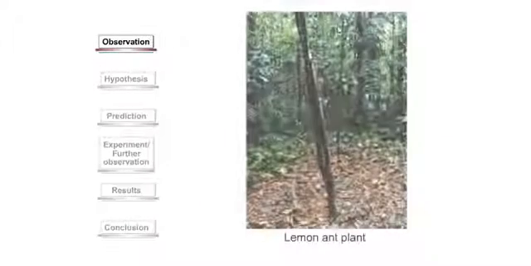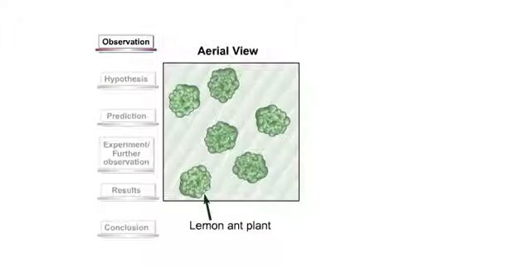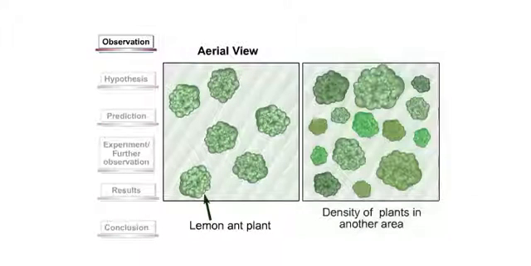If, while walking through the rainforest, you came across plants which you later identify as lemon ant plants growing alone, with no other plants growing around them, you might record and describe that observation. Comparing the density of different plants in the patch to the density of different plants in most other areas of the forest floor, the relative isolation of lemon ant plants strikes you as odd.